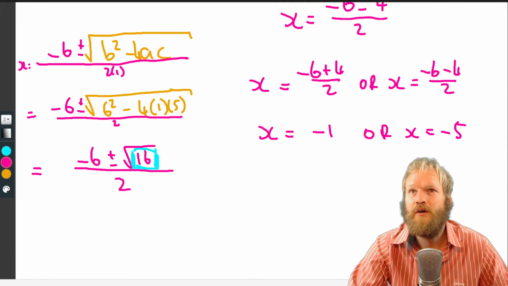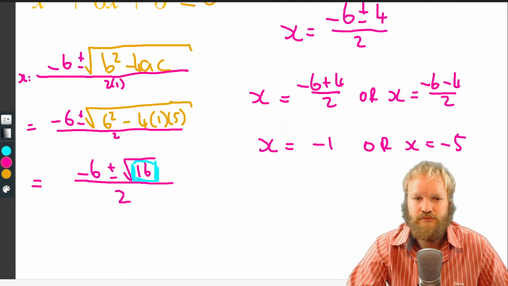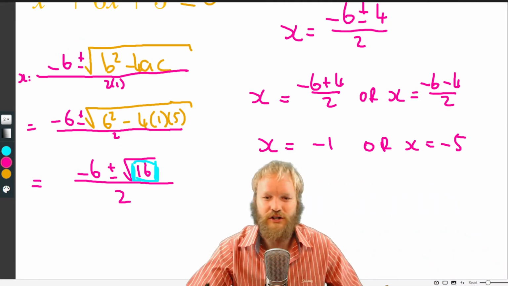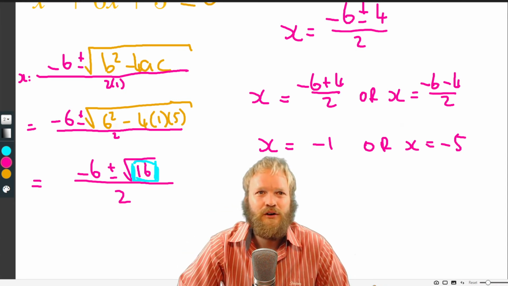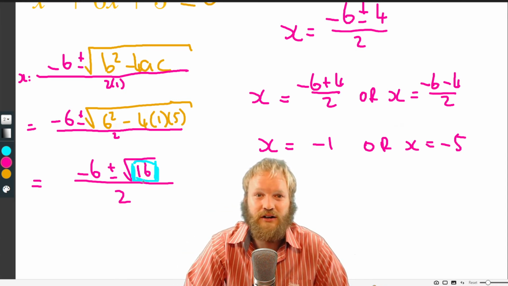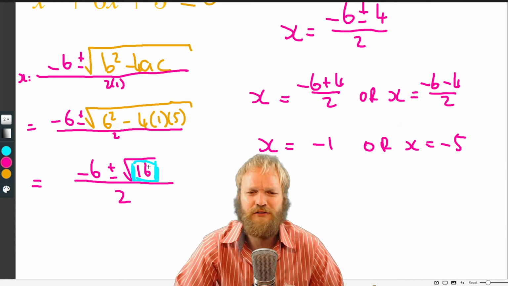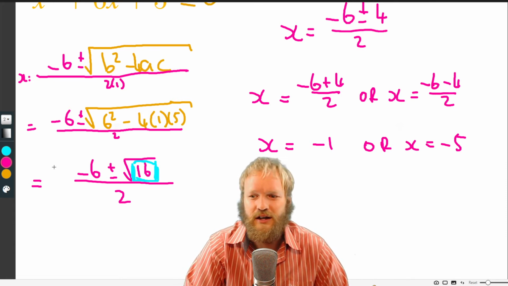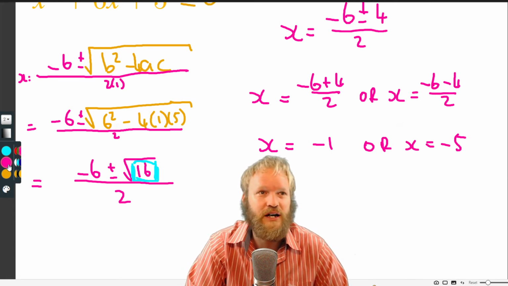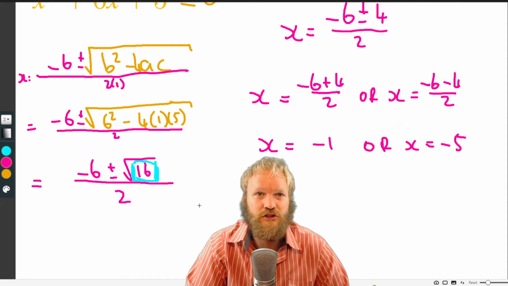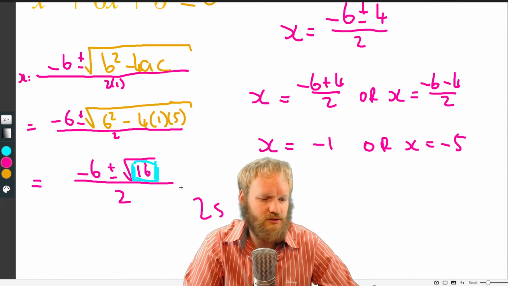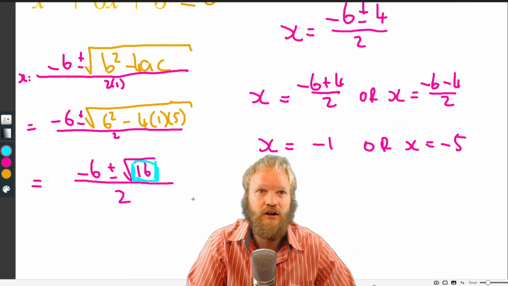There. Now, here's the magic. We had a perfect square over here. So that's quite different to what we had before. We had a 13. And when we had a perfect square here, we still had two solutions. So we've got two solutions.